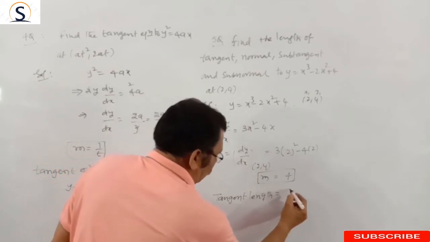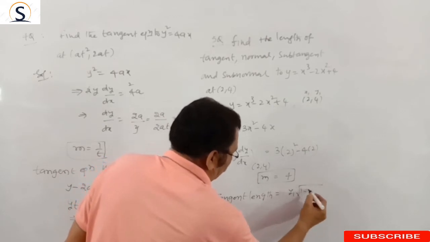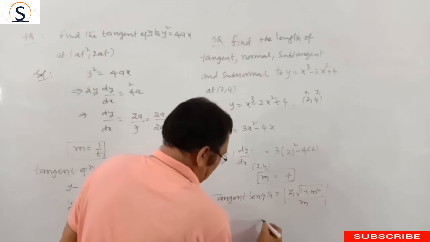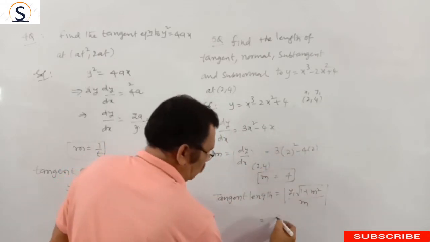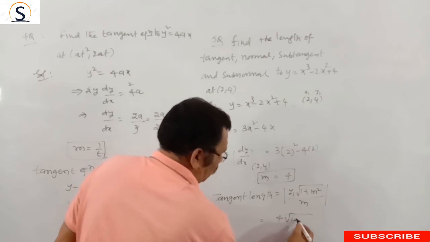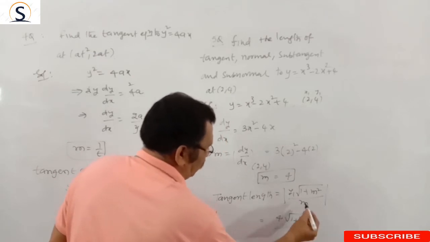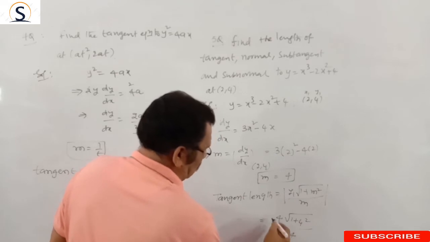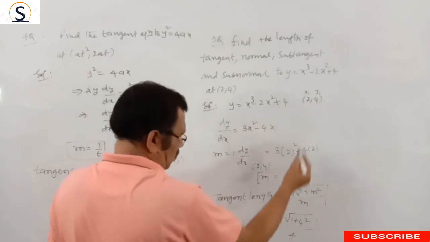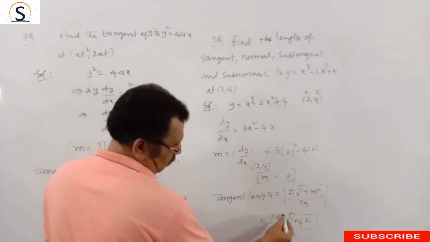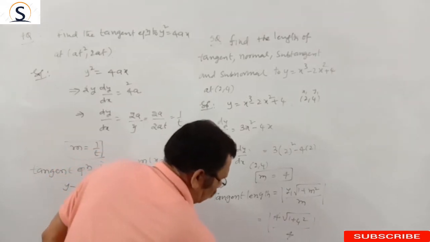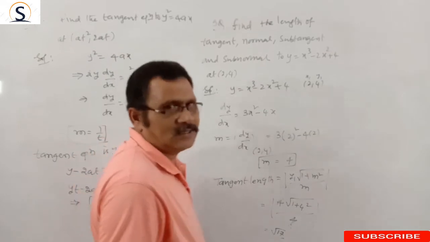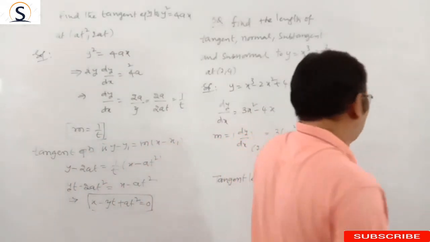What is the formula? y1 into root of 1 plus m square by modulus m, that is equal to y1. Here the y coordinate is 4 and m is 4, so y1 is 4, into under root of 1 plus 4 square by m, which is equal to 4. The y coordinate is 4 and the m value is also 4, so they cancel. 16 plus 1 is 17, so this is equal to root 17, which is the length of the tangent.